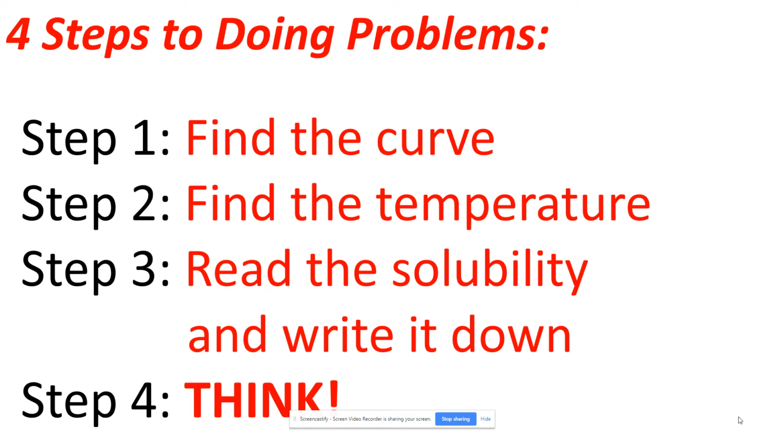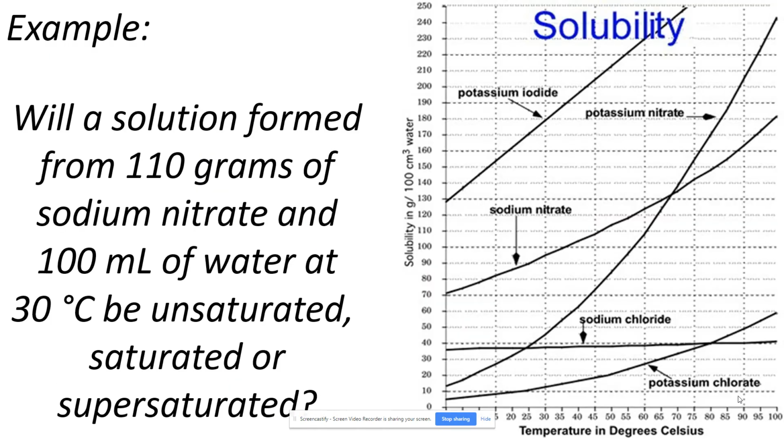The best advice I can give you in doing these problems is to follow these steps, although there isn't a set formula. They're all a little different. So always look for the curve, find the temperature, read the solubility, and then begin your thinking process. So let me demonstrate that for you with this problem. Here's the problem. Will a solution formed from 110 grams of sodium nitrate and 100 milliliters of water at 30 degrees be unsaturated, saturated, or supersaturated?